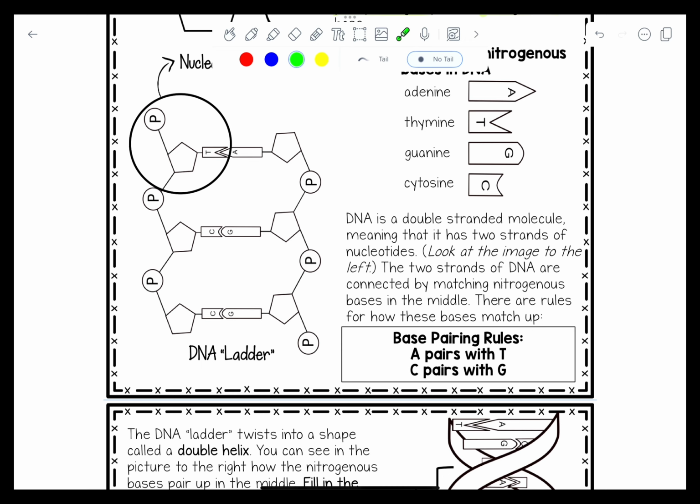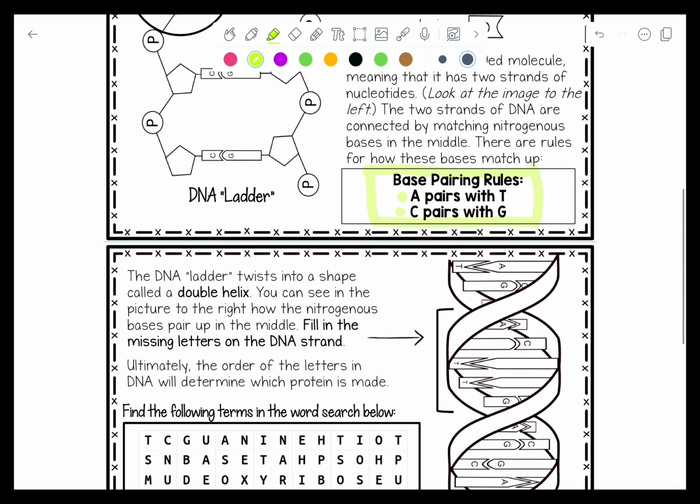So what we'll do is a little highlighting right here, so that you understand the bases. I'm just going to highlight this whole thing just like this, so that I understand that I've got two different things going on. My adenine always pairs with thymine, and my cytosine always pairs with guanine. Let's keep going.